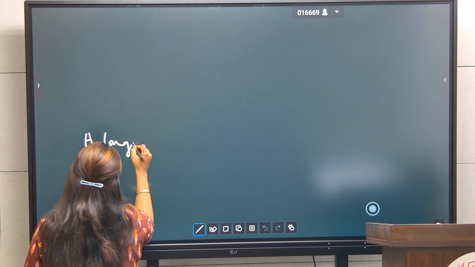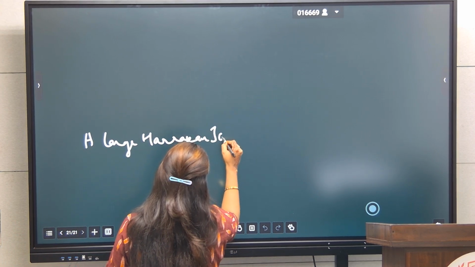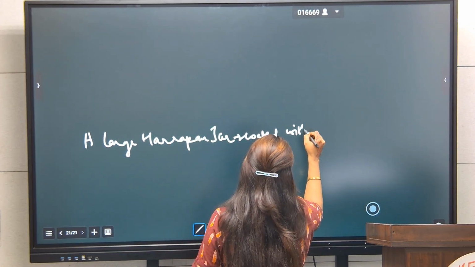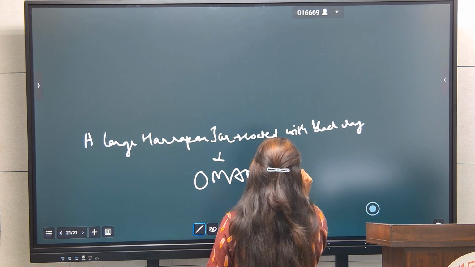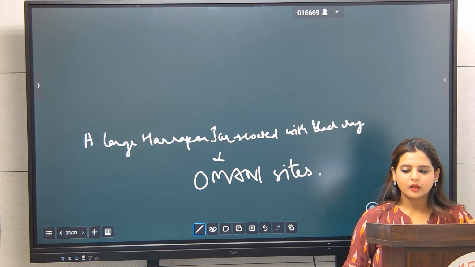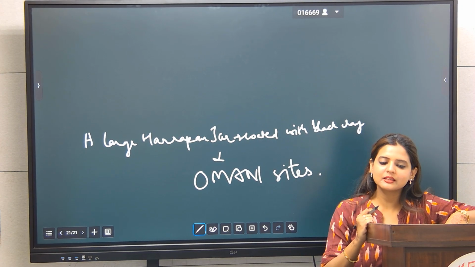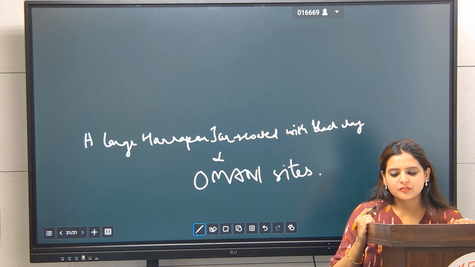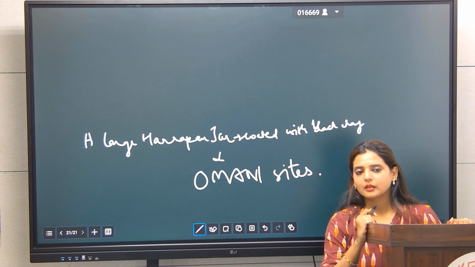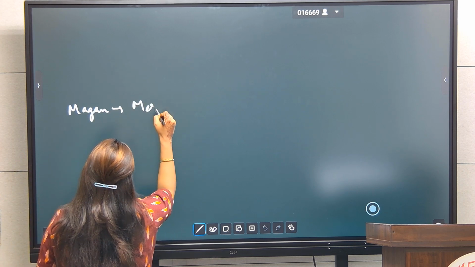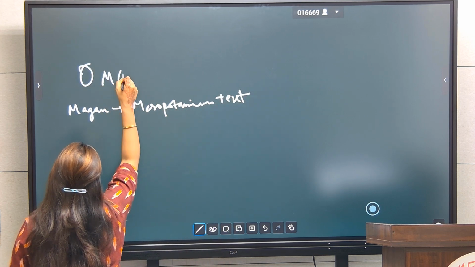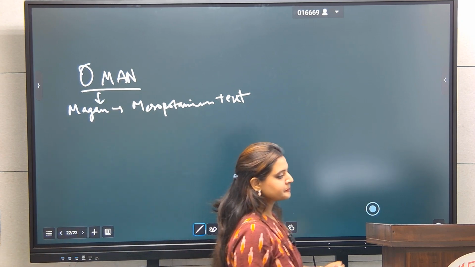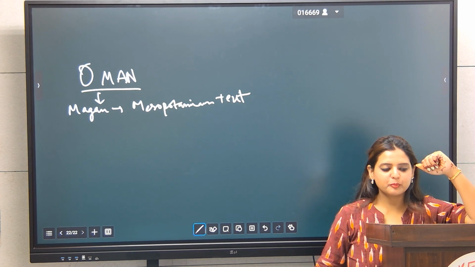A large Harappan jar coated with black clay has also been found at Omani sites, which shows a connection between the distant lands. Oman was known as Magan in Mesopotamian texts. A lot of Harappan seals, weights, dice and beads were also found in these places.